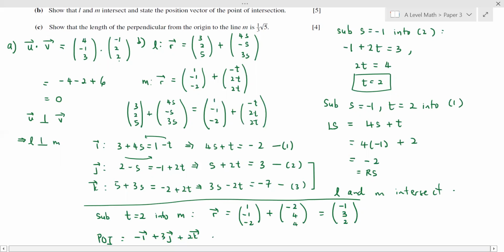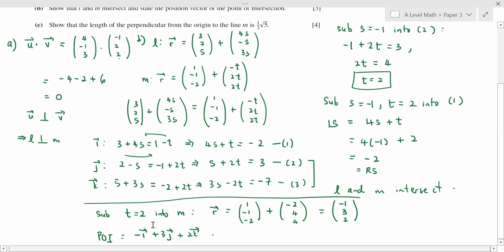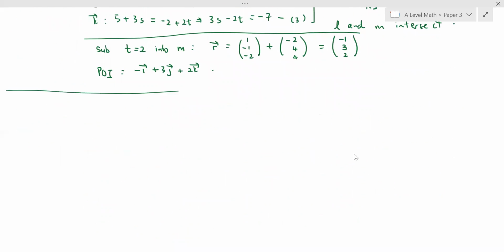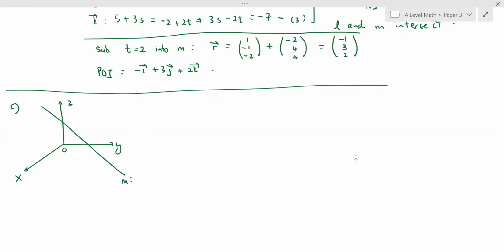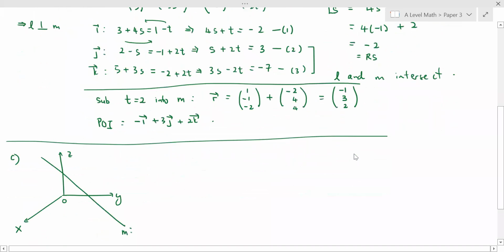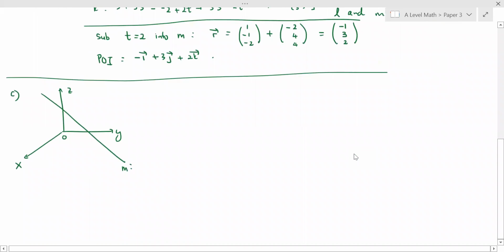Part C, we need to show that the length of the perpendicular from the origin to the line M is 1/3 square root 5. So the length of the perpendicular from the origin. Now part C here. You have the Z, Y, and X axis. So let's say you have line M here.